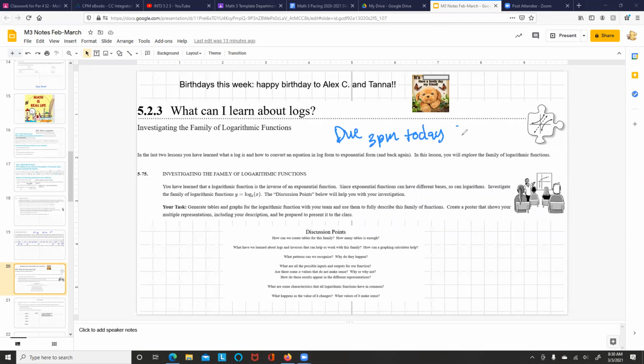Okay, so what do we have? 75 and 76 is your classwork. That is due by 3 p.m. The homework is 78 through 84. That is due next class period, which is Friday. So you just need to finish these two and submit them by 3 p.m., and the rest is due Friday at 10 a.m.